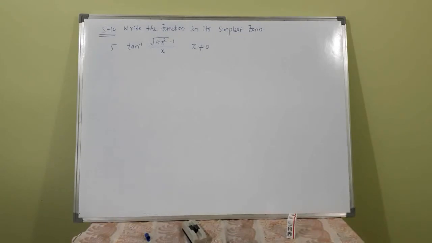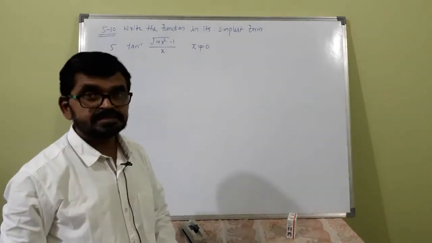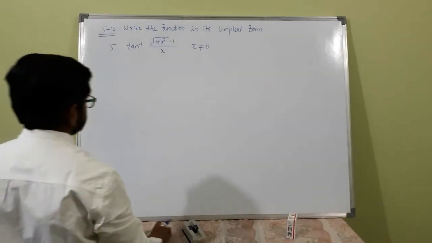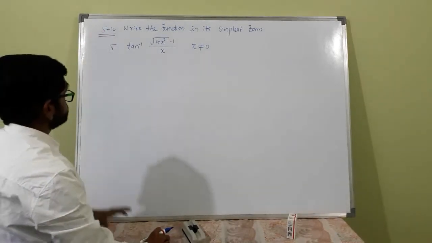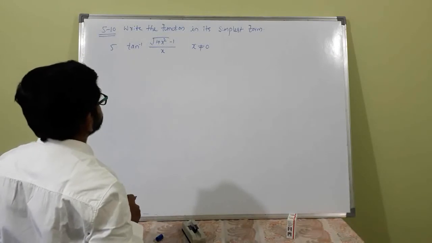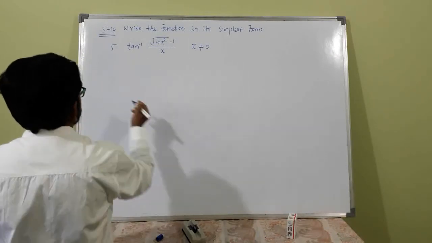Question number 5 to 10. Write the function in its simplest form. Okay. The fifth one is, the question remains the same for up to 10. Tan inverse of (square root of 1 plus x square minus 1) divided by x.